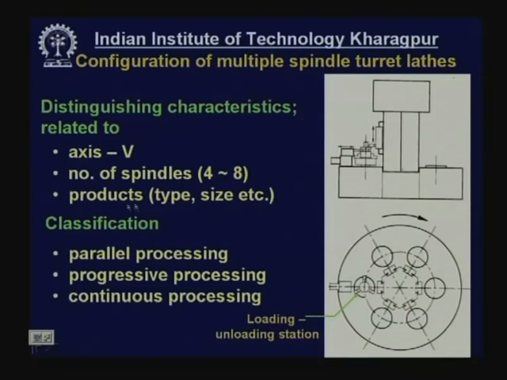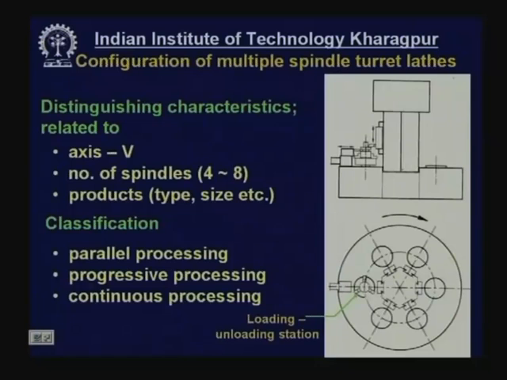And another thing is, here the products require only a few machining operations, say turning, drilling and facing. So, when the number and kind of operations are very simple, only then are these multi-spindle lathes more feasible. But if the job is complex and requires a lot of machining work, then a single spindle is better. Now, the classification.